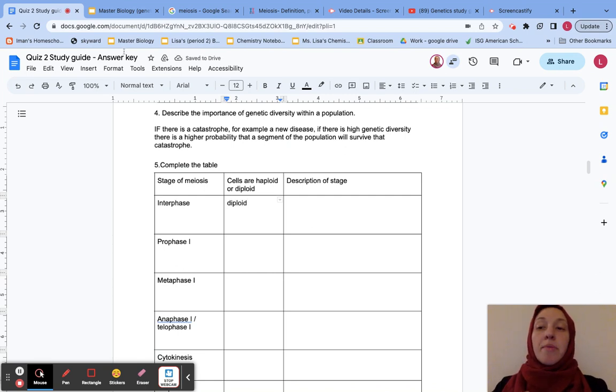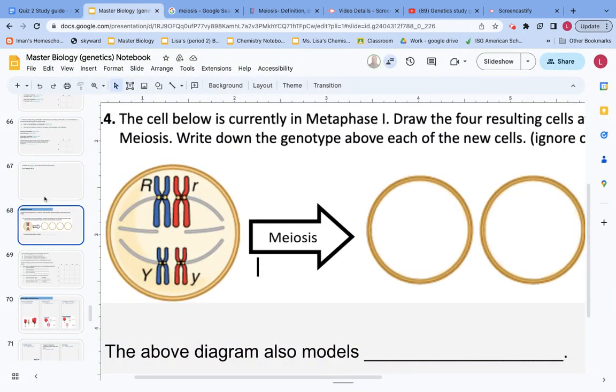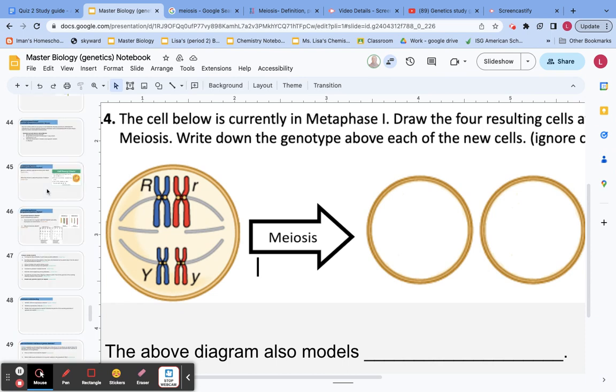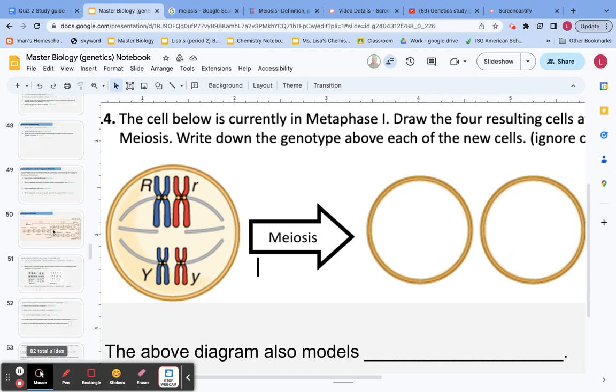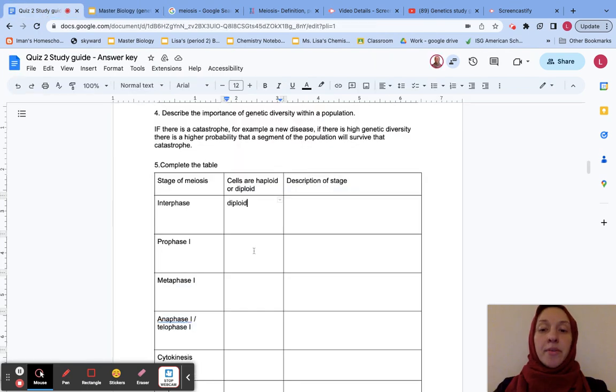Okay, now if we continue on, we have replicated our DNA, but is our cell still diploid? Yes, it is. If I show you a picture of what our cell, our karyotype, looks like in prophase, it's something like this. We've replicated our DNA, but we still have 2 of each chromosome, okay? So it is still diploid.